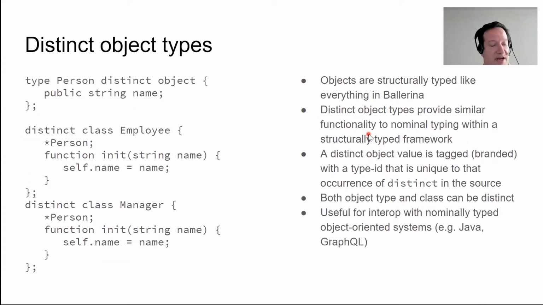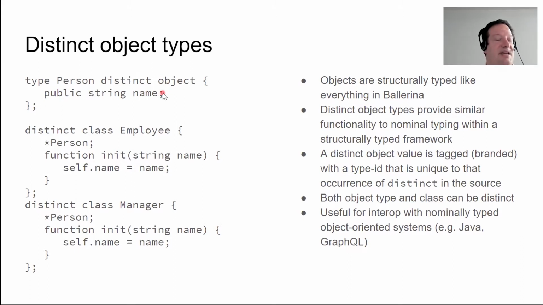Okay, so as I said just now, regular object types are structurally typed like everything else. But sometimes it's useful to have something that works more like Java, that's nominally typed, where the name is significant. And we do this with distinct object types. You remember we had distinct types with errors. So distinct is basically a keyword that goes before a type and says, make this thing be a distinct type.